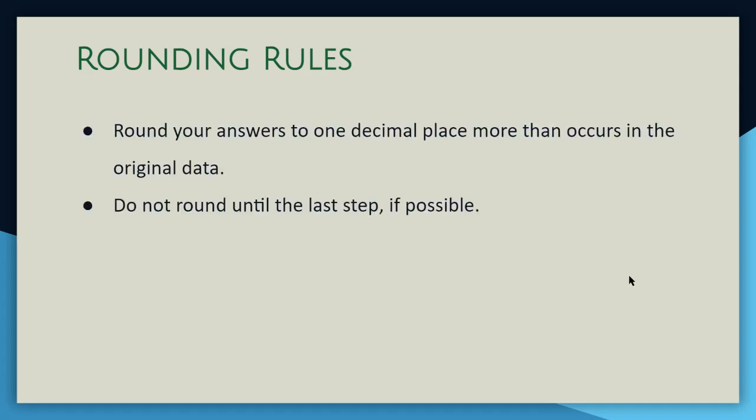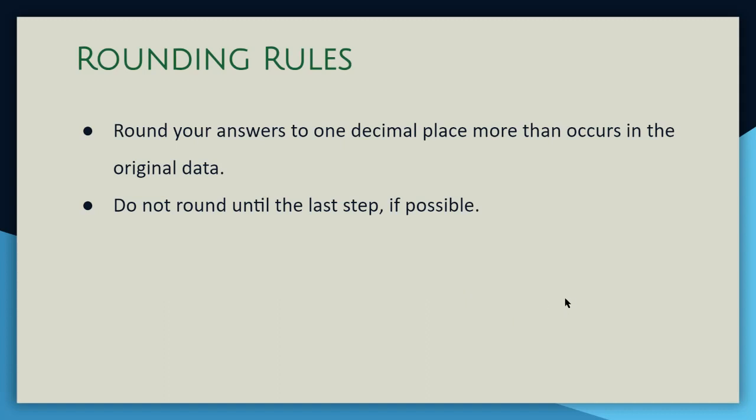The first two biggies: round answers to one place more than the original data. So if you have whole numbers in your data list, your final answers should have one place past the decimal. And the last one's kind of a general math class rule. Don't round until the last step if possible. That prevents rounding error.